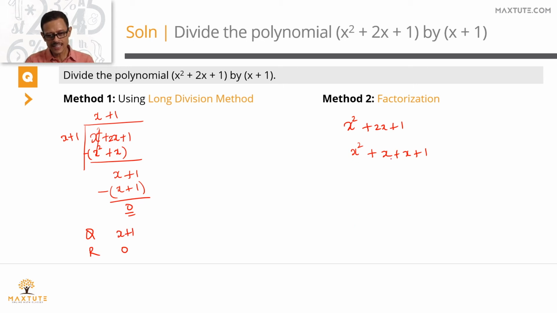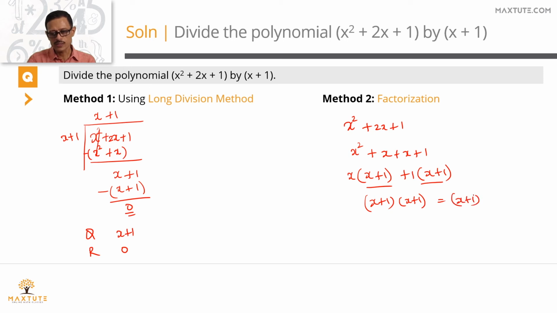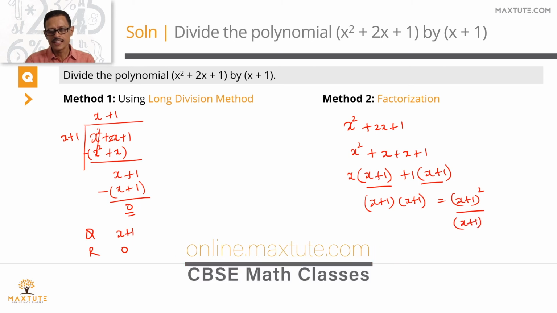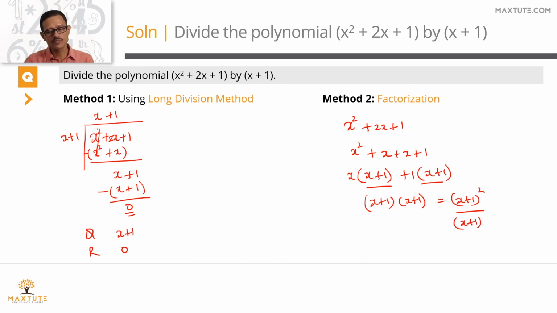So we know this. Take x as a term common from the first and the second term, so that will leave us with x plus 1. 1 as a term common from this, so that will leave us with x plus 1. x plus 1 as a term common from both these will give us an answer, x plus 1 times x plus 1. This is equal to x plus 1 the whole square. This we are dividing by x plus 1. x plus 1 the whole square over x plus 1, one of the x plus 1 in the numerator will get cancelled to give us an answer which is equal to x plus 1. The same answer that we got with the long division method.